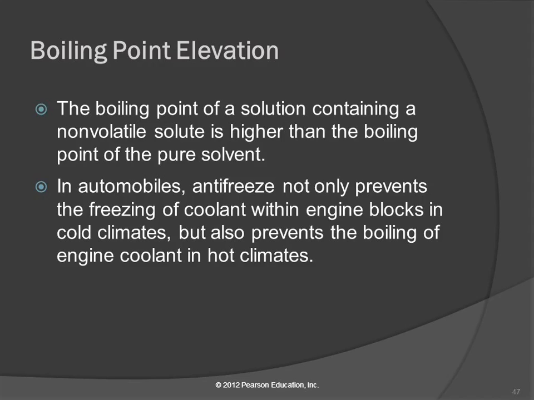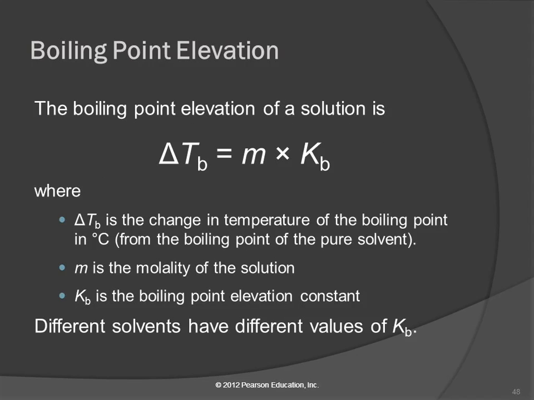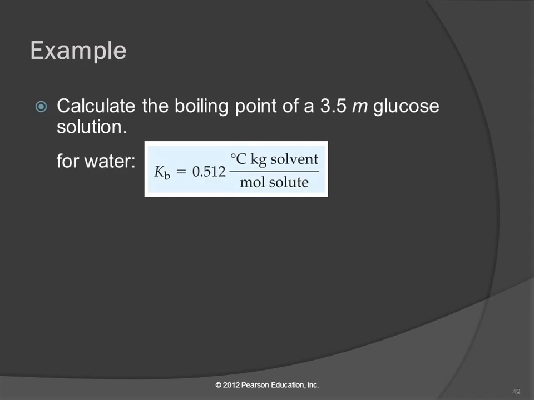So the boiling point, when you've got something in it, salt or sugar or something, is going to be higher. The equation for boiling point elevation is really similar to the equation for freezing point depression. All that's changed is the subscript. We've got a B for boiling instead of F for freezing. Again, KB is different for different solvents, and KB is not the same as KF. It's going to affect the freezing point and boiling point differently. So we can do an example for this one as well. Calculate the boiling point of a 3.5 molar glucose solution, and we're given the boiling point elevation constant.